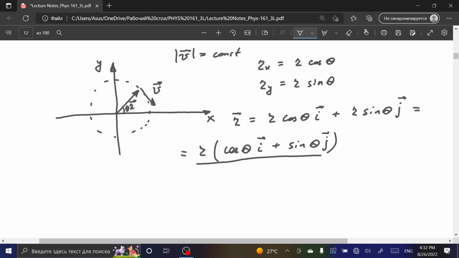However, this is a representation of the radius vector at some given moment of time. It's kind of a screenshot of this motion. We have this given position of our body, and this radius vector gives the position at a given moment of time. We want to represent this radius vector as a function of time. So now, any suggestions how we are going to do this?